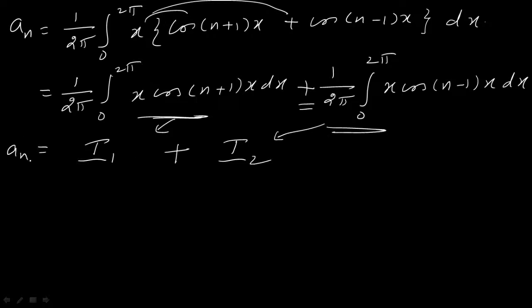So this is your a_n. You take this as equation, some general equation A, uppercase A. So first let me calculate I1. I1 is 1 by 2 pi integral 0 to 2 pi x cos (n+1)x dx, right?